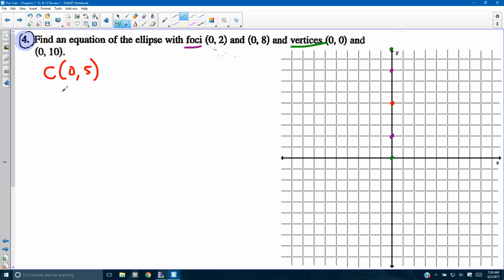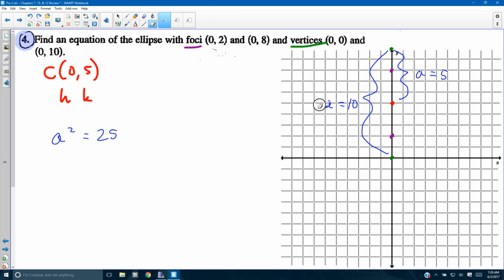The equation means I need h and k. Well, h is 0, k is 5. The other things I need are a squared and b squared. Well, 2a is this entire length right here. 2a is 10, the distance between vertices, the major axis length. The semi-major axis length, a value, is 5. If a is 5, a squared is 25. I need that value for my equation.